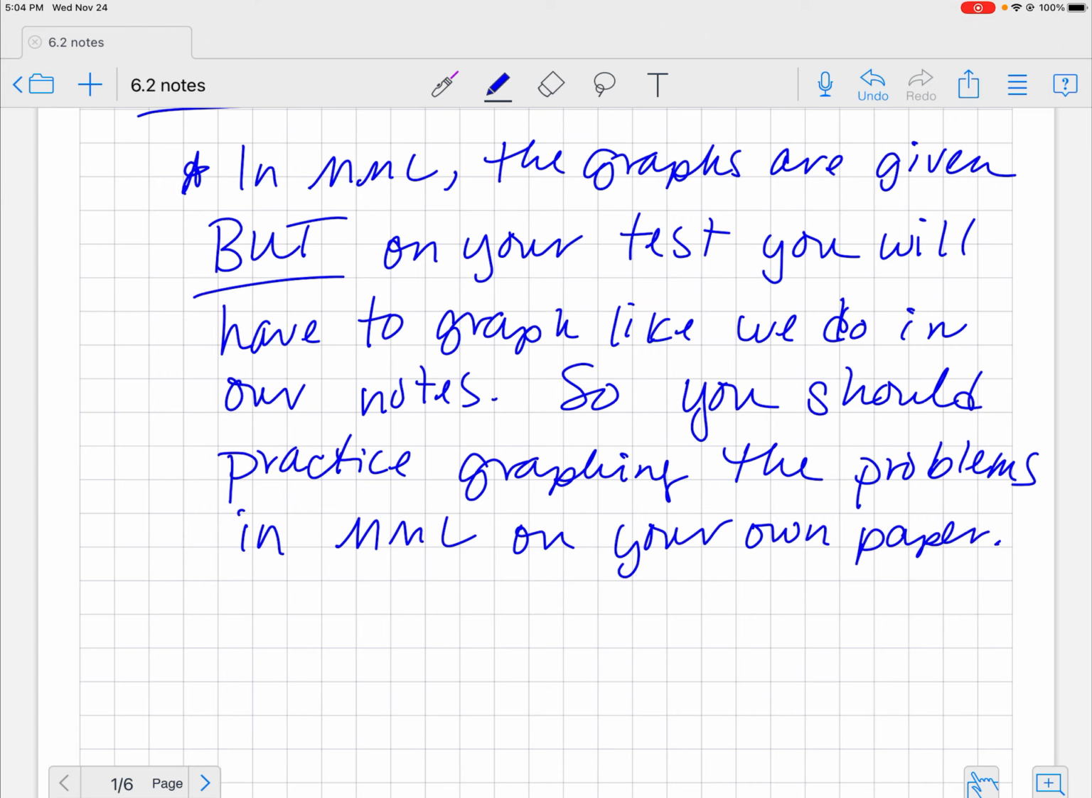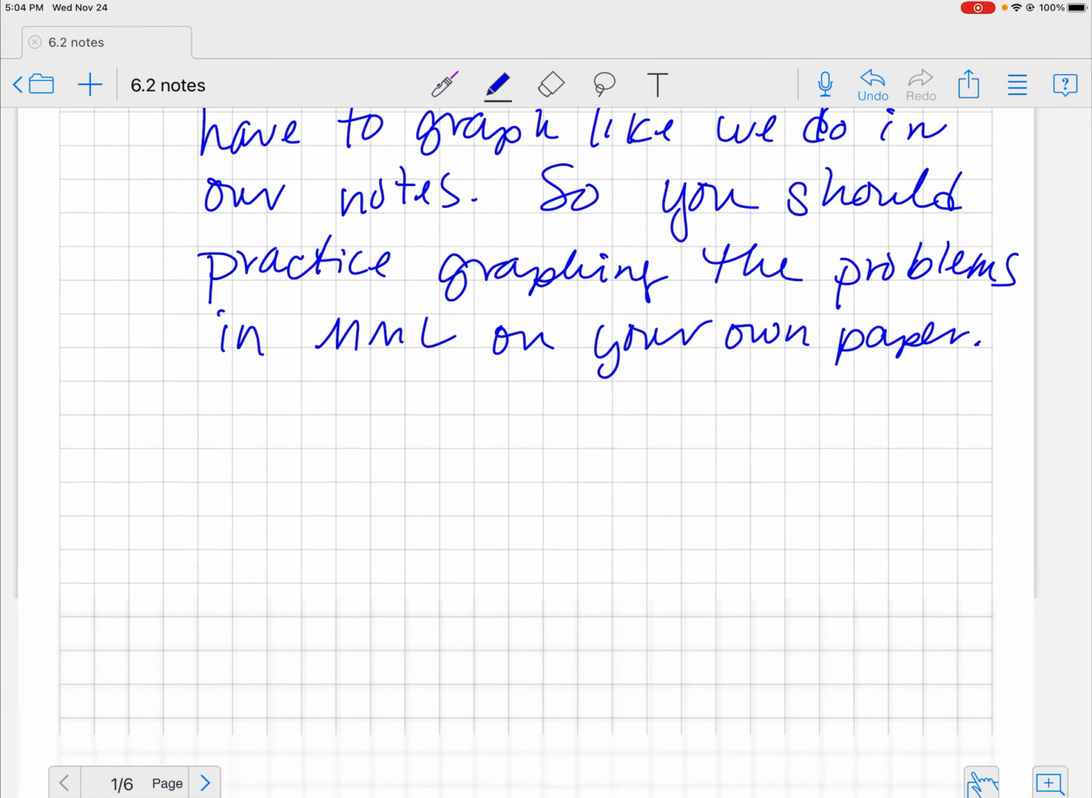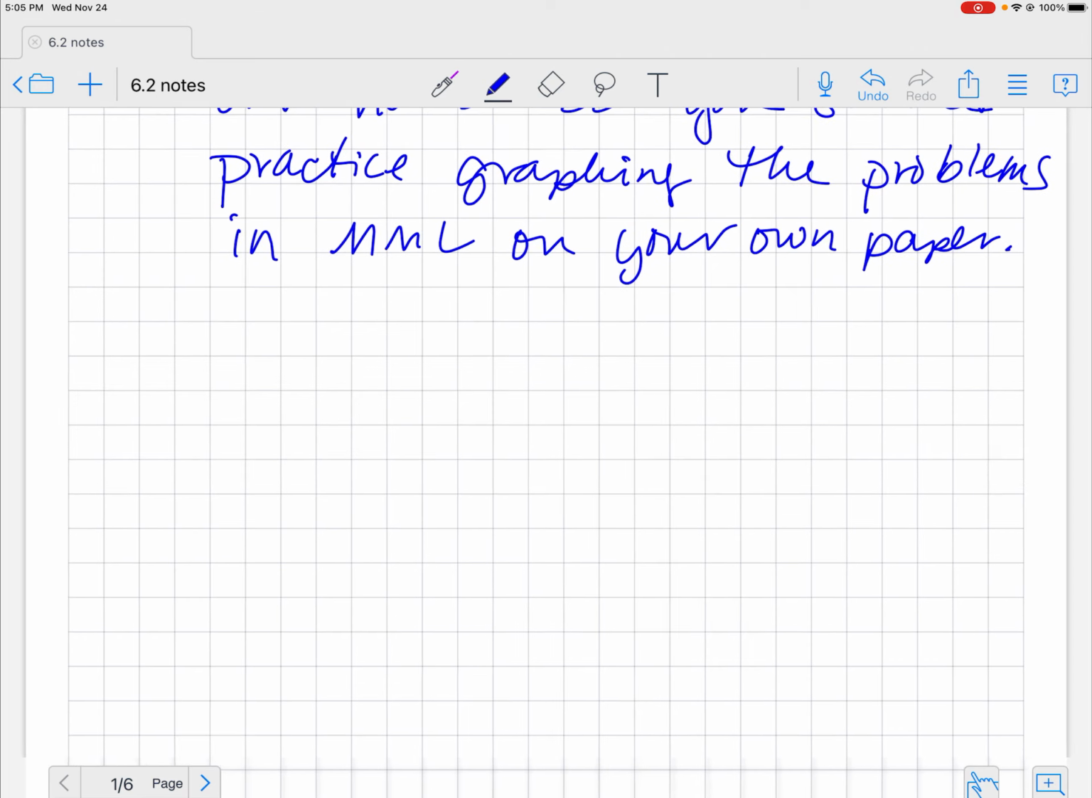I do expect you to know these basic functions, and I do expect you to be able to graph them. We're going to practice some here as we go through our notes. So if there's any part of these that you are struggling with, then tune into that and learn how to graph it, because you are going to have to graph for these problems.